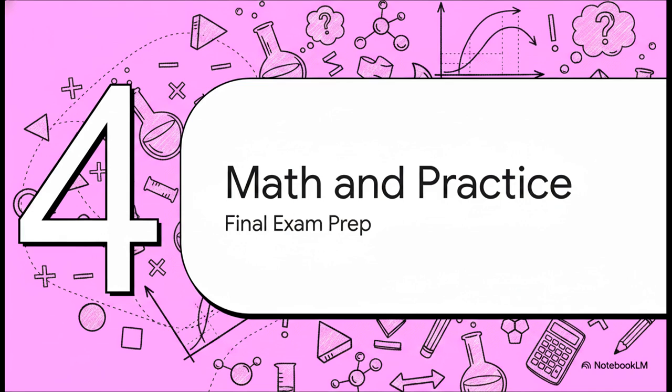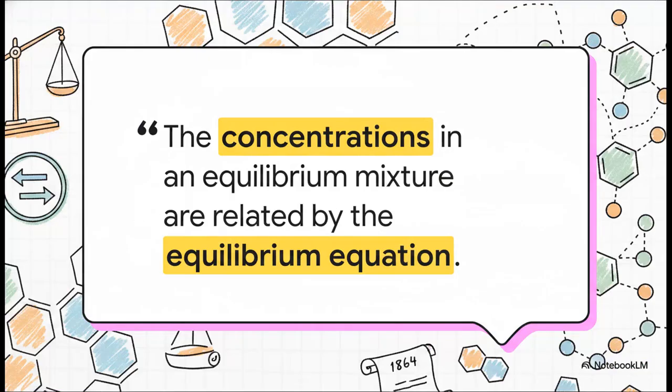All right, home stretch. Section 4, Math and Practice Problems. Time to get you ready for the final exam. The math here actually goes way back to 1864 with the Law of Mass Action by Cato Goldberg and Peter Waage. They defined equilibrium through this historical viewpoint of active mass, which today we just simply call concentration.